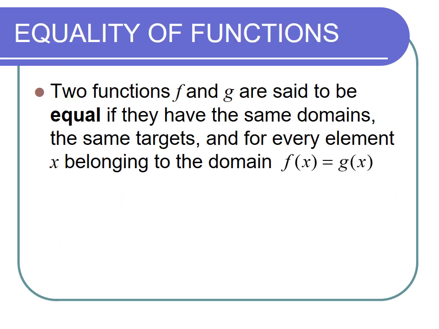2 functions, f and g, are said to agree if they have the same domains, the same targets, and for every element of x, they're equal. The most common example of this I use in calculus is that x and x squared over x are not the same function. One has a hole, one does not.